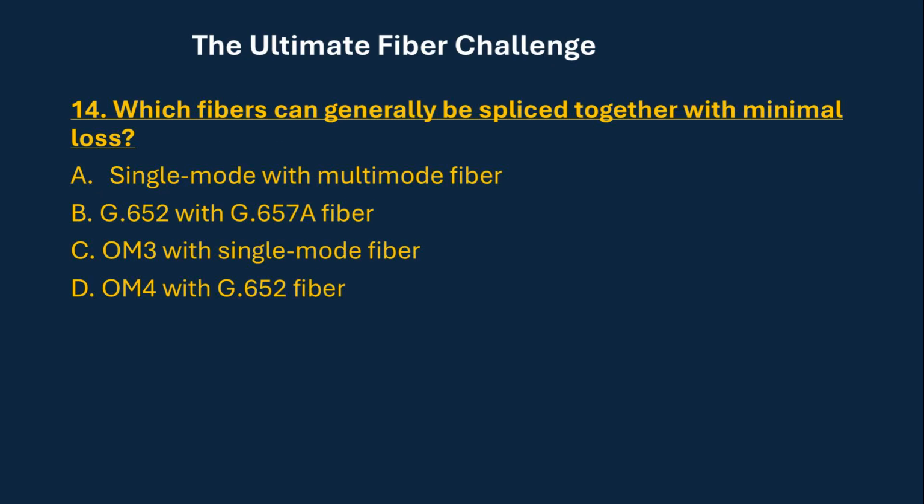14. Which of the following fibers can generally be spliced together with minimal loss? A. Single mode with multimode fiber. B. G.652 with G.657A fiber. C. OM3 with single mode fiber. D. OM4 with G.652 fiber. The correct answer is B. G.652 and G.657A fiber can be spliced together with minimal loss because they are compatible.